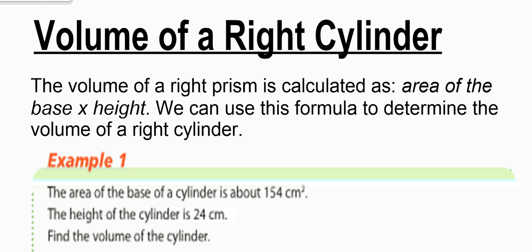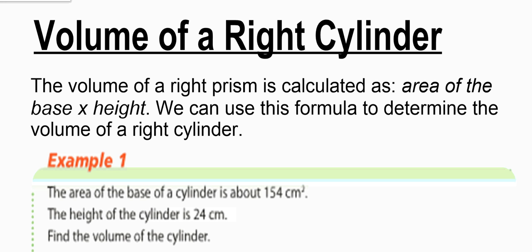In this video, we are going to be learning about the volume of a right cylinder. So we've previously learned that the volume of a right prism is calculated as the area of our base times the height. And we can use this formula to determine the volume of a right cylinder.